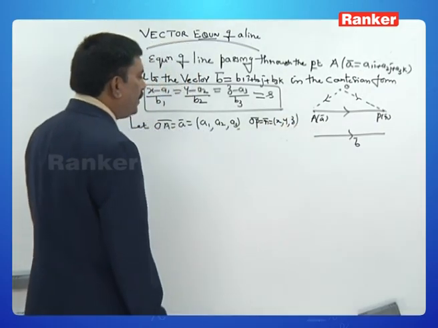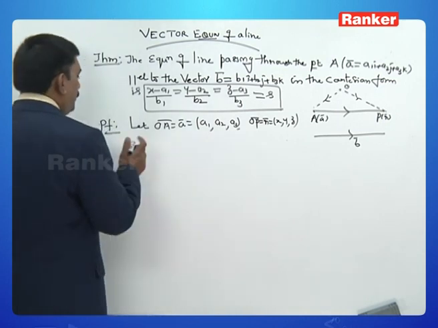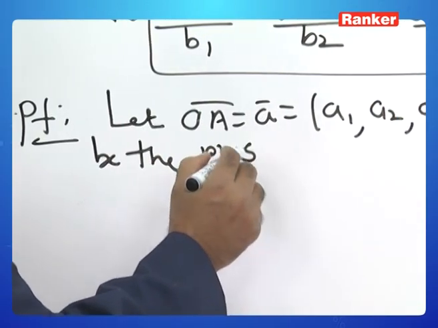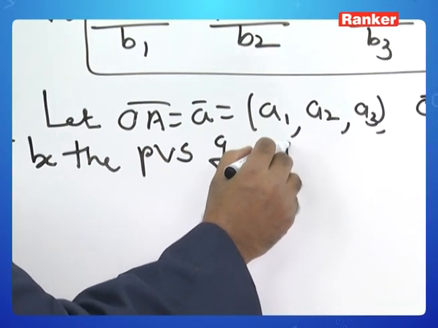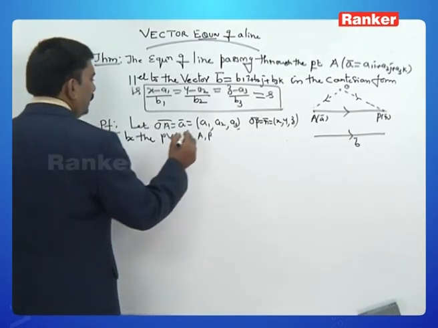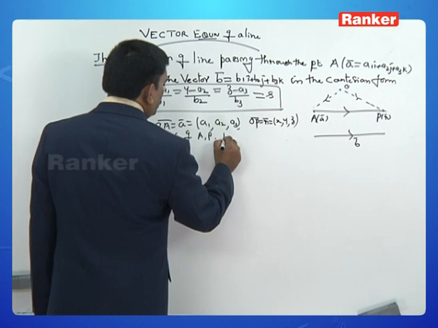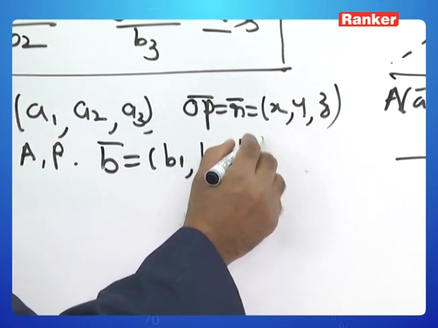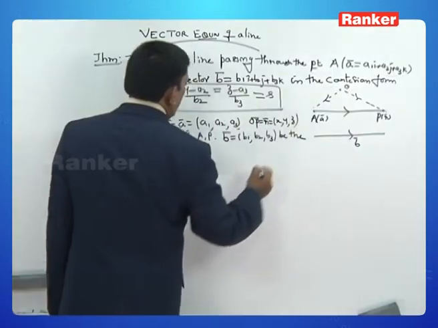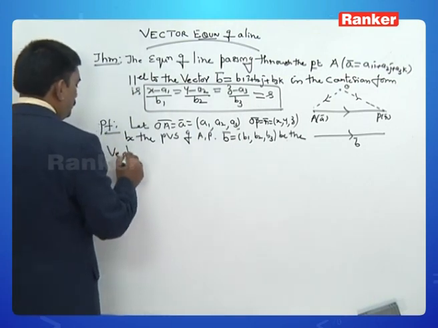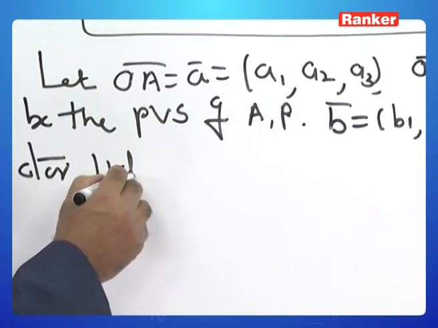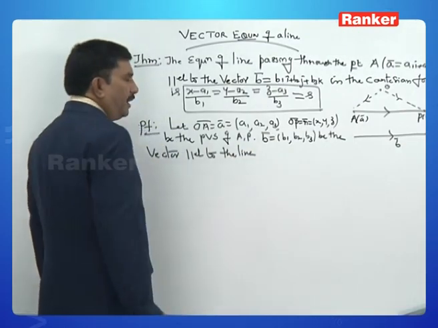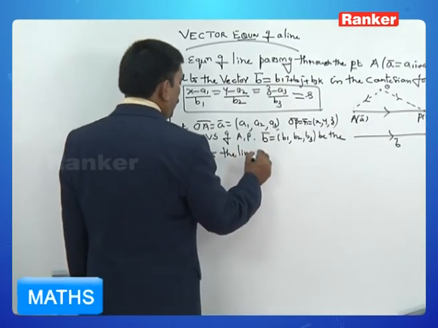I can also write in the form of ordered triple. So therefore, be the position vectors of capital A, P, and B bar is equal to B1, B2, B3, be the vector parallel to the line AP bar.